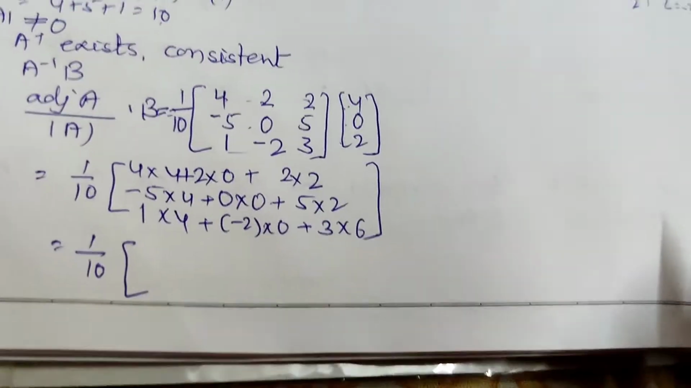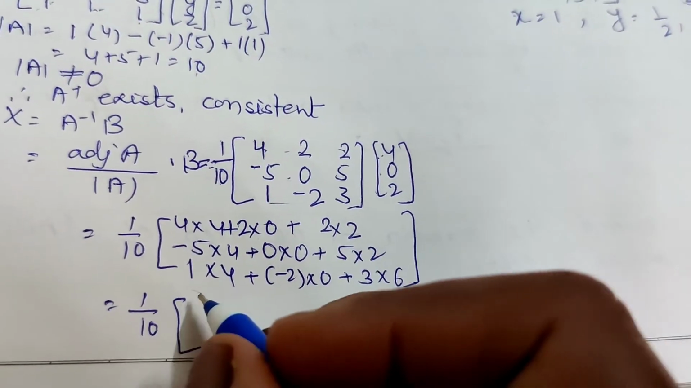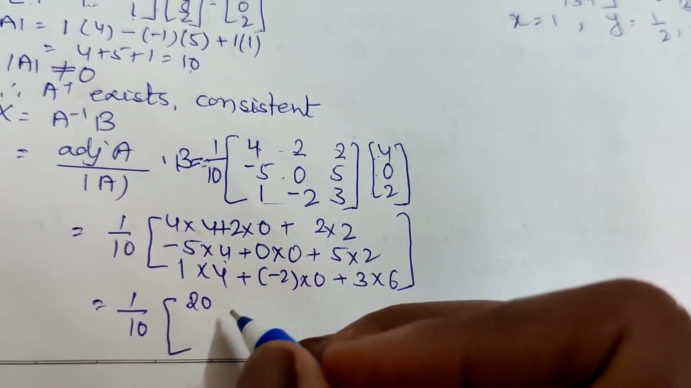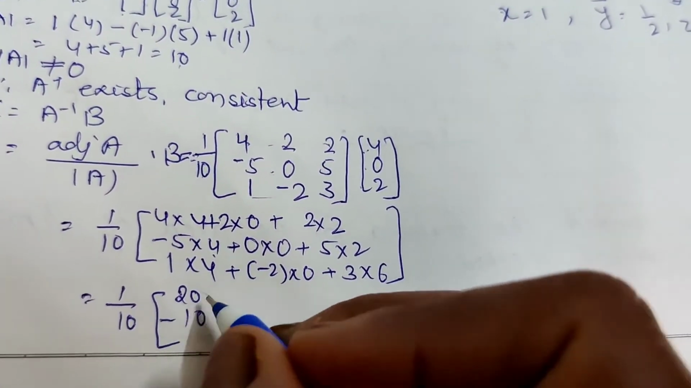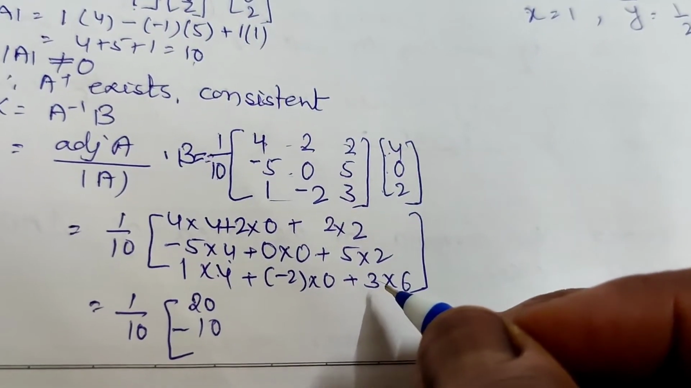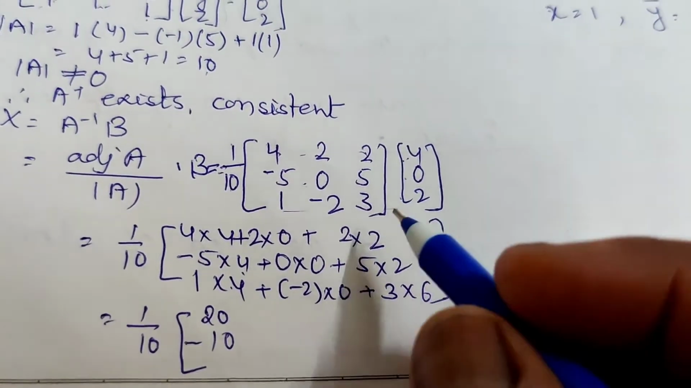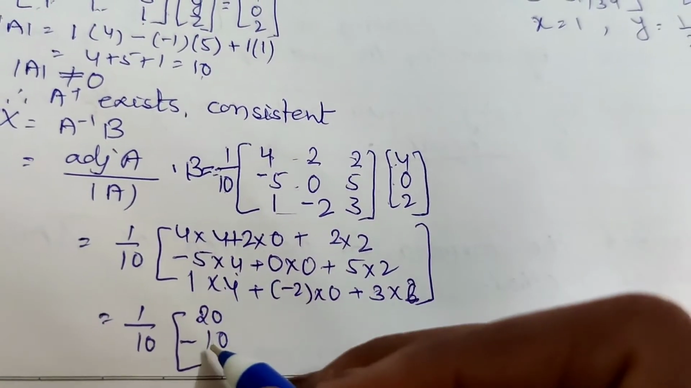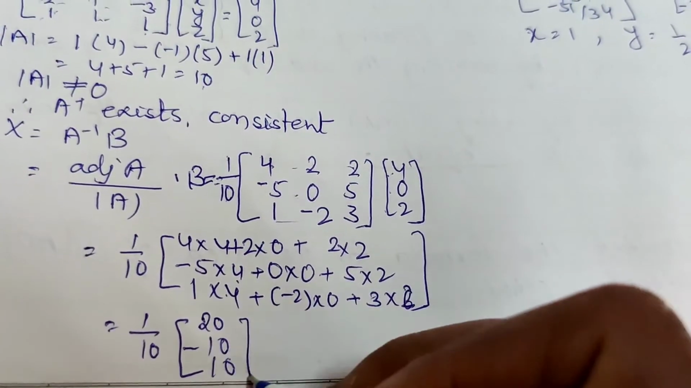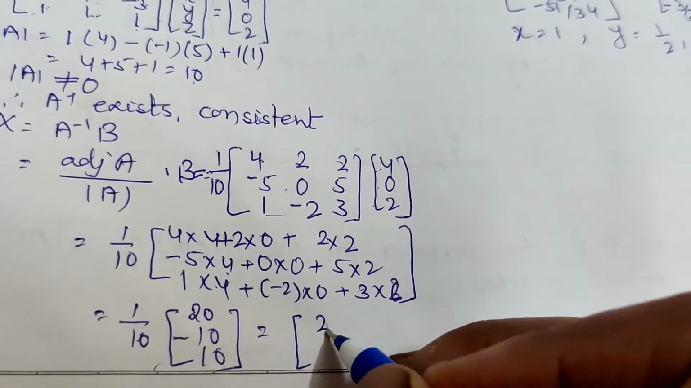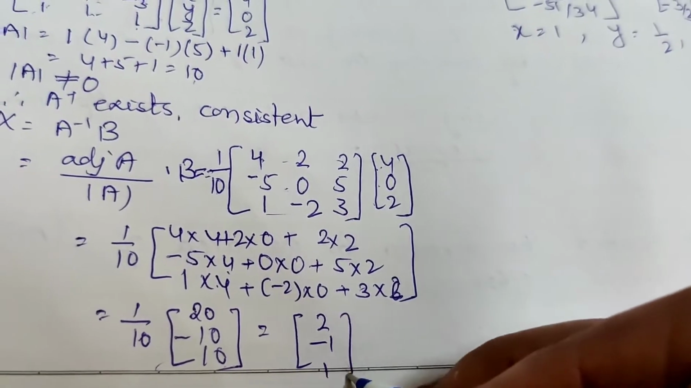It is equal to 16 plus 4, 20, minus 20 plus 10. It is minus 10 and 4, 18 and 4, 3 into 2, 6 plus 4, 10. Now divided by 10, each term: 2, minus 1 and 1.